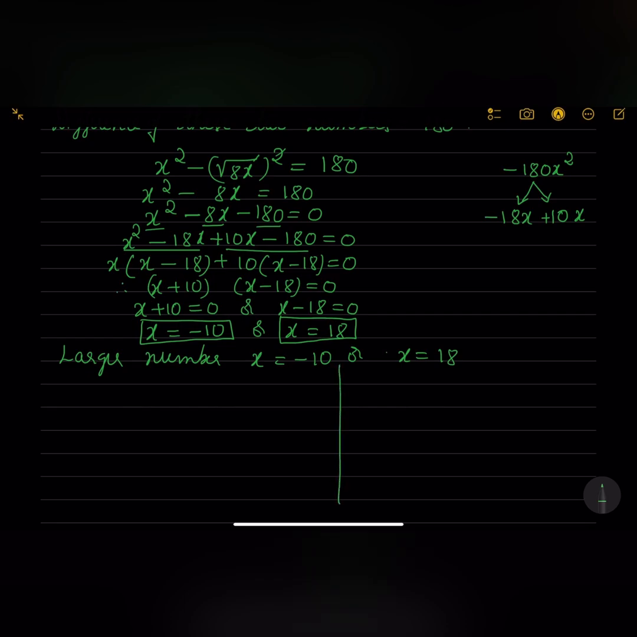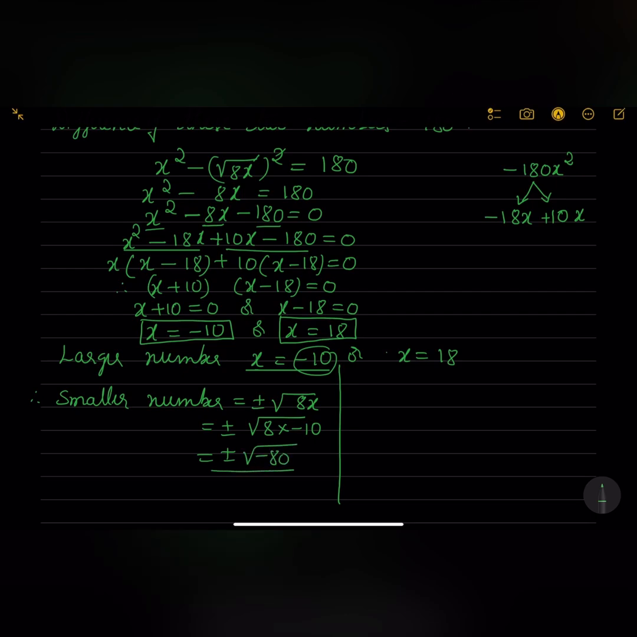Now if it is minus 10, then what is the smaller number? Smaller number we know that is equal to plus or minus square root of 8x. So this is plus or minus square root of 8 into minus 10. So we are going to get plus or minus square root of minus 80, which is ruled out because the negative sign inside the root is there. So this is ruled out.